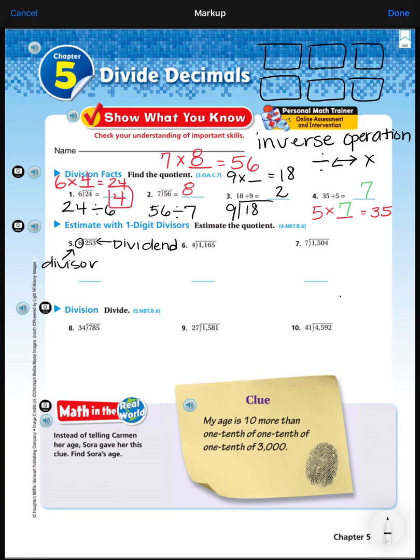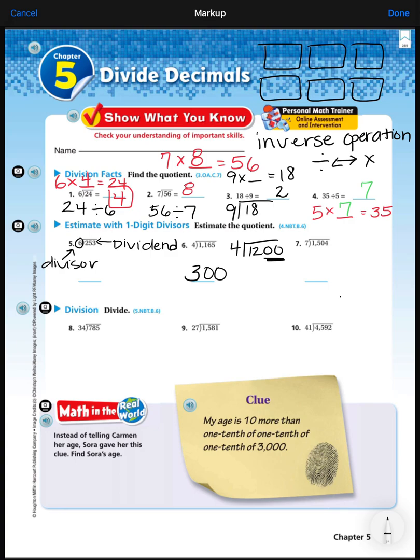So for instance, let's look at 6 real quick. We have 1,165 divided by 4. What's a number that 4 could fit into easily that I could mentally do in my head? Well, I could change it to 4 and 1,200. Just leave the 4. Because the beautiful part about that is I know that there are 3 groups of 4 in 12, and we add the 2 zeros. So our estimate is 300.